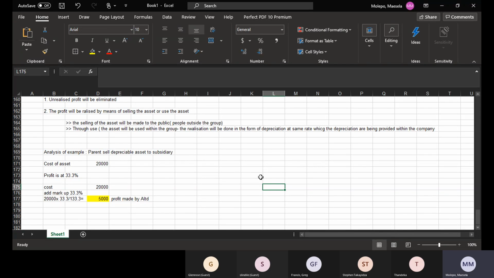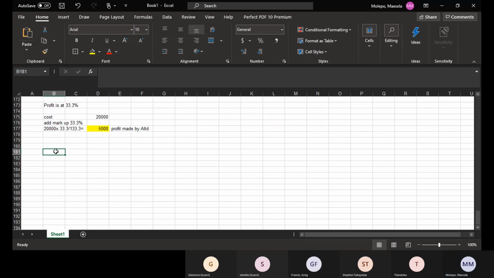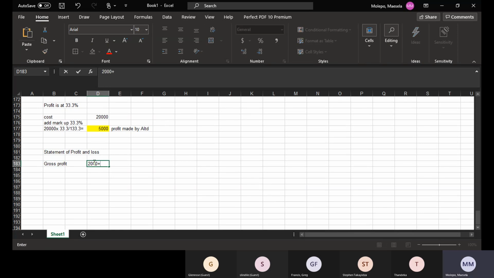So for the current year, let's start with our statement of profit and loss. Under our statement of profit and loss, we have the GP, which is the gross profit, which is 20,000 for the parent plus the 10,000 for the subsidiary, which equals the 30,000.